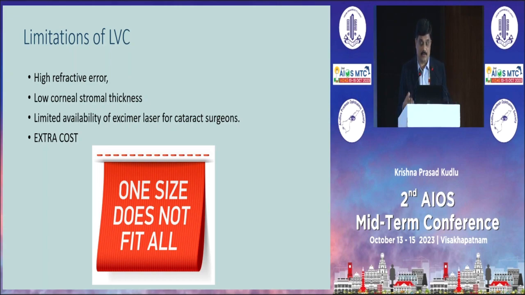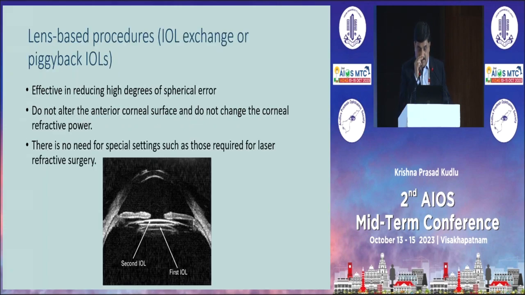Of course, you have to spend extra cost. Now, other options are there, I think, IOL exchange or piggyback lenses. Especially IOL exchange is effective in reducing the high degree of spherical error. The greatest advantage is that it does not alter the anterior corneal surface and does not change the corneal refractive power also, and you don't require the special setting like in the refractive surgery.